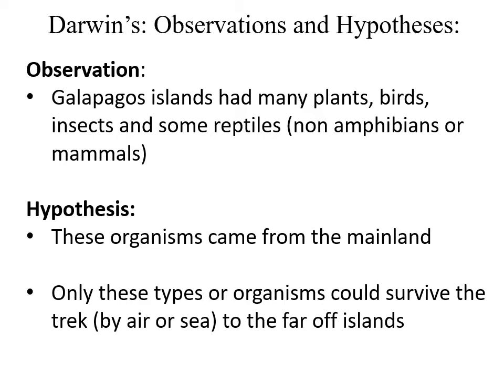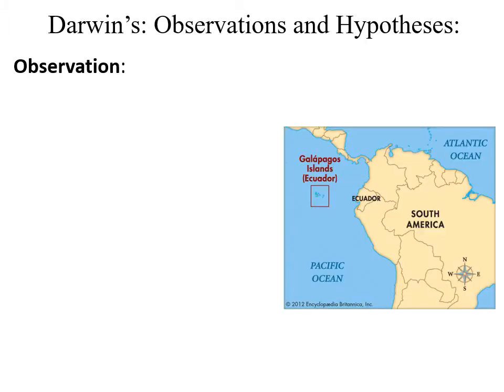Only the types of organisms he saw, the birds, the plants, the insects, and some reptiles, would have been able to survive the voyage to the island, which would have been either by air or by sea. This is why you wouldn't see any amphibians. They can't fly and they wouldn't do very well in salt water. And you wouldn't see any mammals making that voyage either. They wouldn't be able to survive the trip itself.